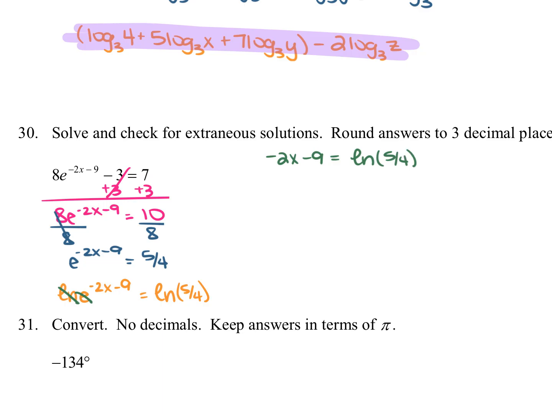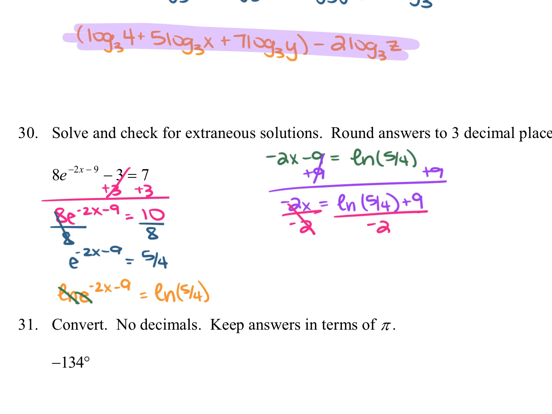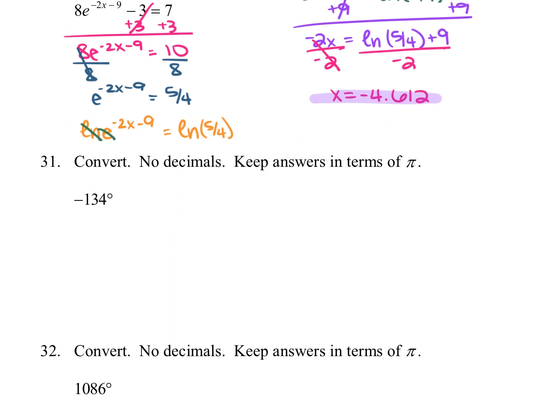Now isolate your x, add your 9 over. So you have negative 2x is equal to the natural log of 5 over 4 plus 9. Then you're going to divide each side by negative 2. Plug that all into your calculator, and you should get negative 4.612 for your answer.